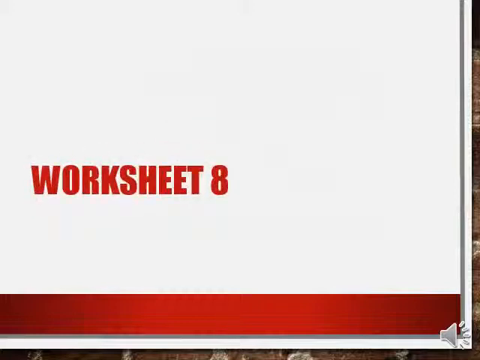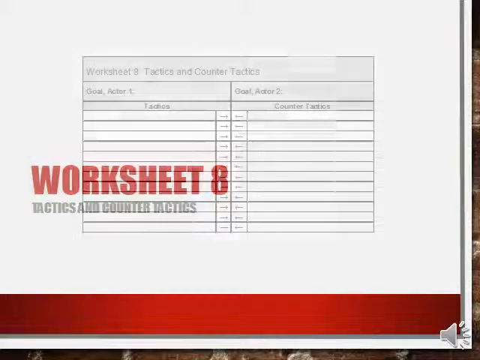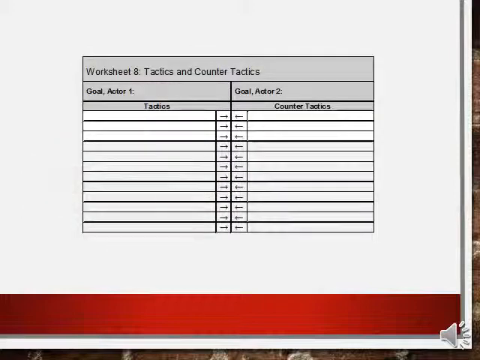This particular presentation is about Worksheet 8, Tactics and Counter-Tactics. This is what Worksheet 8 looks like. It has two columns. On the left, you list the goal and the tactics for a particular actor, and on the right, in column 2, you list the goal and the counter-tactics for another actor.